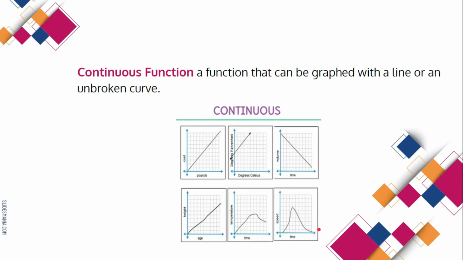A continuous function, on the other hand, is a function that does not have any abrupt changes in value, and its graph is a single unbroken line or curve. You can see here we have three straight lines. They are not broken at any point, and the same thing happens with the curves down here.